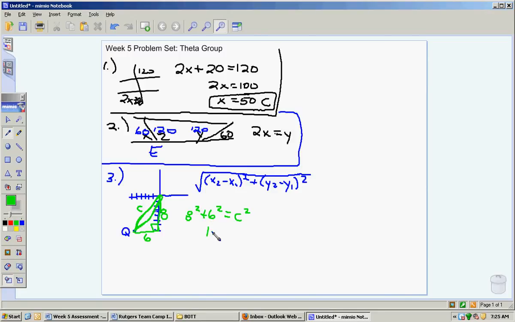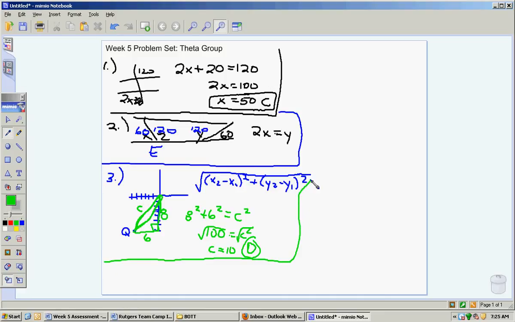Take the square root of both sides, and we get C equals 10, which is the answer we're looking for. D is the correct answer for that problem. On to number 4. I think I can squeeze it in down here at the bottom.